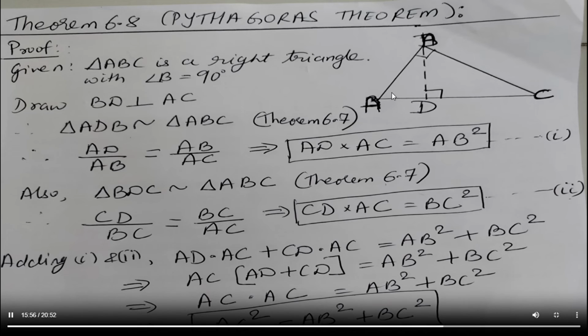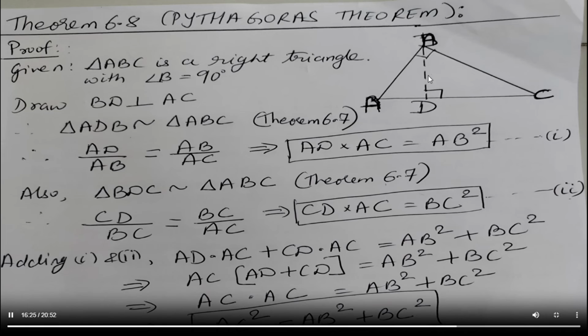Now, by the previous theorem, theorem 6.7, since BD is perpendicular to AC, triangle ADB and triangle ABC are both similar. In fact, triangle ADB, triangle BDC and triangle ABC, all three will be similar. Now, AD upon AB will be equal to AB upon AC. This gives AD into AC is equal to AB square.